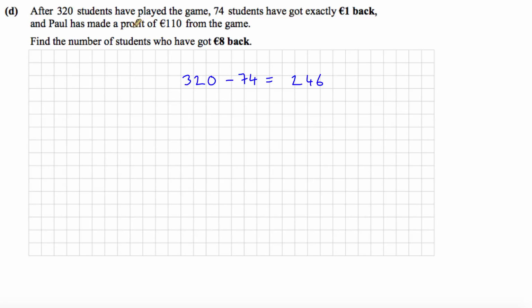So we know that Paul has made a profit of 110. All these students here paid €1. So let's see what's left over. If they all paid €1, that's €246. Let's take away the profit. That leaves us with 136. So that is the number, 136 euros that must have been paid out in 8 euros to a number of people. So if we have 136 euro, 8 euro for each person, well, the number of people would be 136 divided by the 8. And on the calculator that gives us 17. So it's 17 students who got 8 euro back.